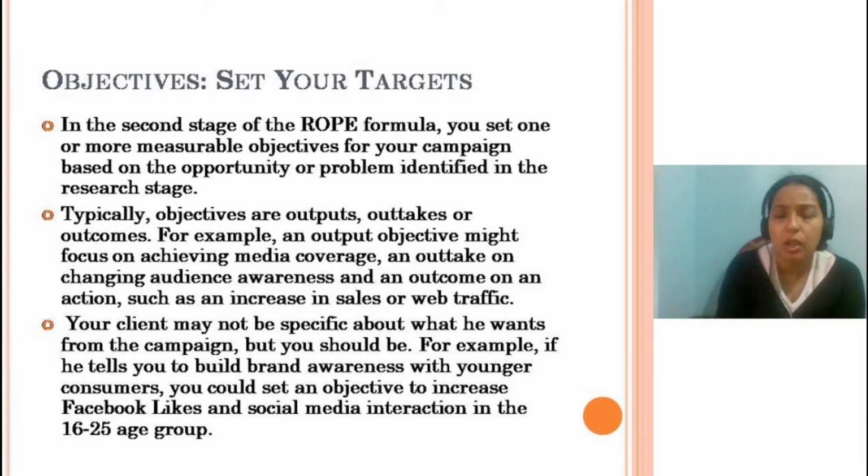It can be anything. If your objective is to improve your web traffic, then you have to set an objective in that way. And if your objective is to improve your sales, you have to set an objective in that way. If you want to improve your media coverage, you want a presence in the media, then you have to do it accordingly. So your client may not be specific about what he wants from the campaign, but you should be, right?